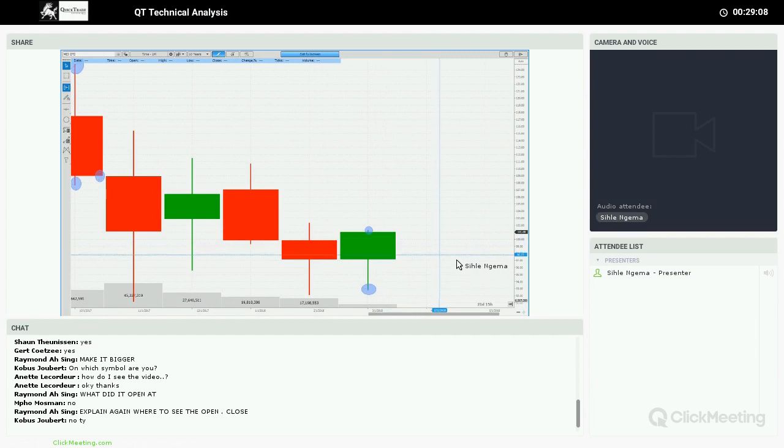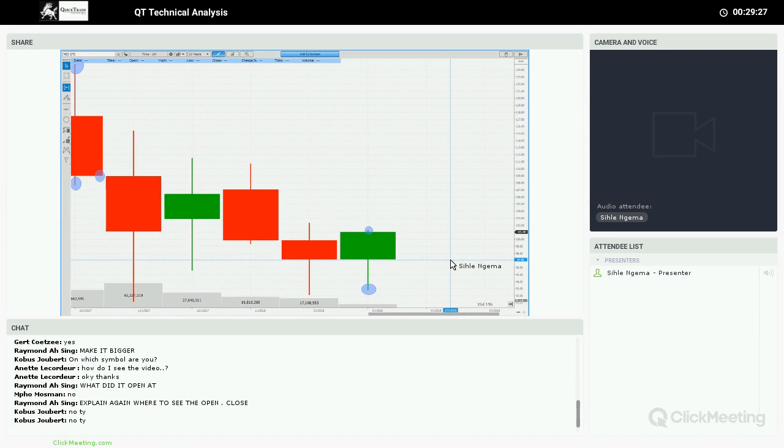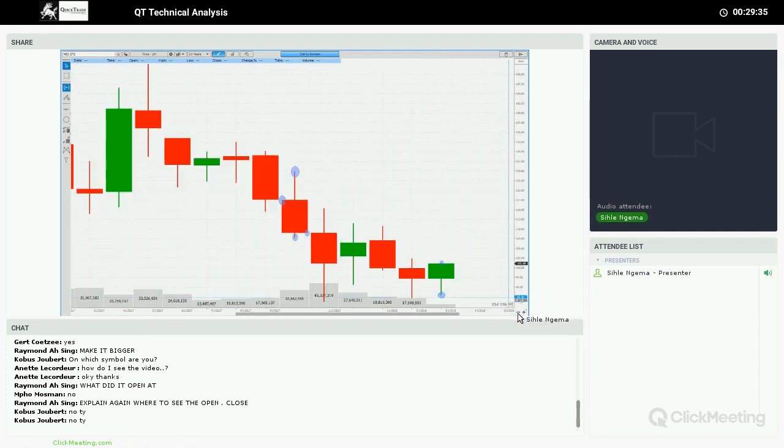Now, is there any other question based on candlesticks? Is there any other question on the basis of candlesticks? Okay, so far everyone is fine. If you have a question, you can type it in. I will read it and I will give you an answer.